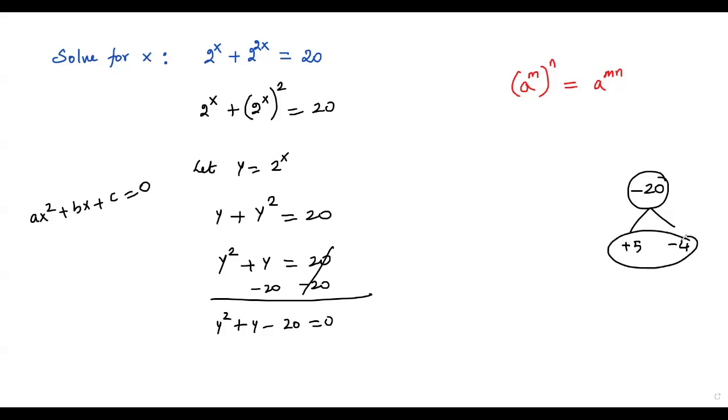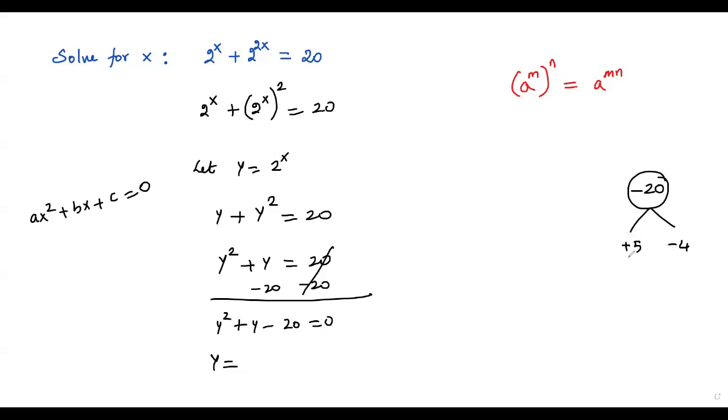That is, the product of positive 5 and negative 4 equals negative 20. When I add them, I'm getting positive 1, which is the coefficient of y. Okay, so now the two values of y, we can get from these two factors. To get the two values of y, I have to change the sign of this positive 5 and the sign of this negative 4.